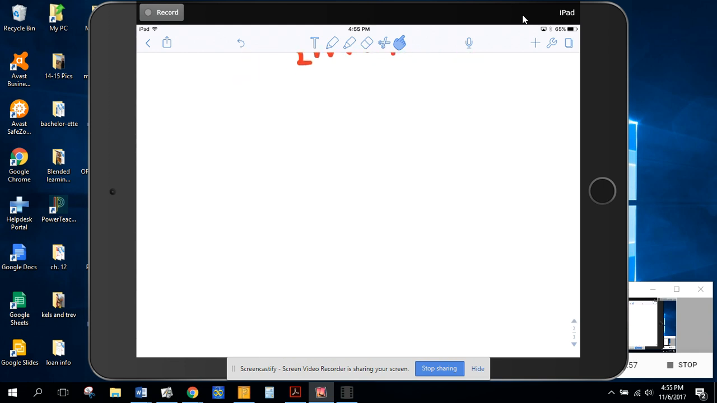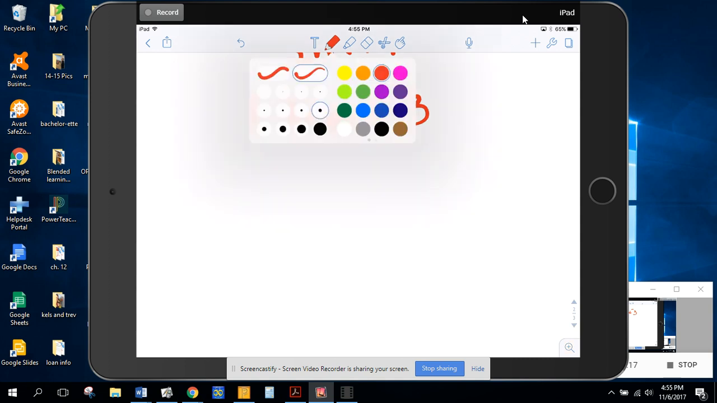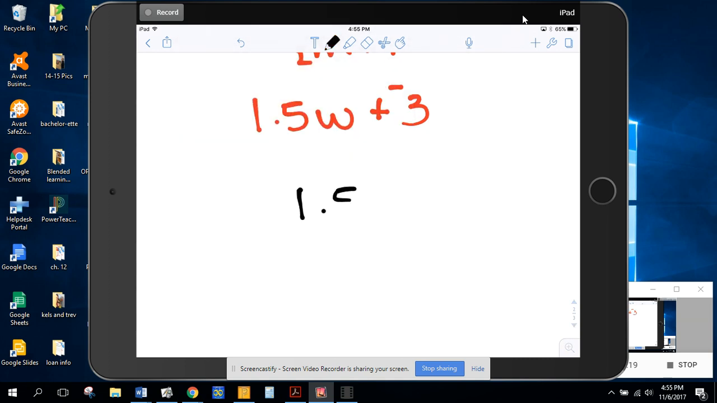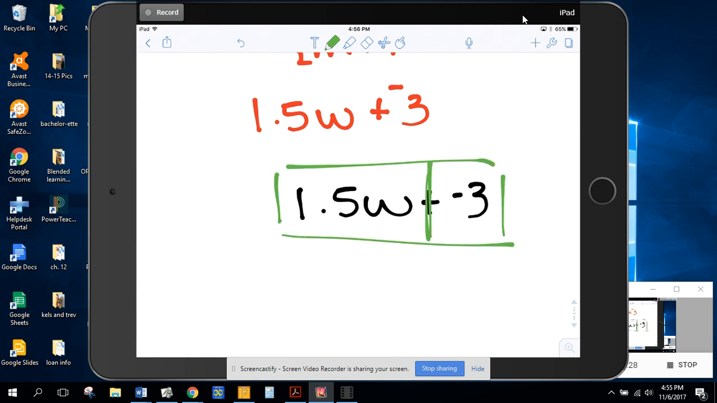So now I'll show you an example with the box method and decimals. So let's say we're dealing with the problem 1.5 w minus 3. Okay, first thing we need to do here is KCC. And then we're going to rewrite our problem using the box method. So I'm going to change my color back to black here. So we got 1.5 w plus negative 3, and we're going to box it in, making sure to separate our unlike terms.